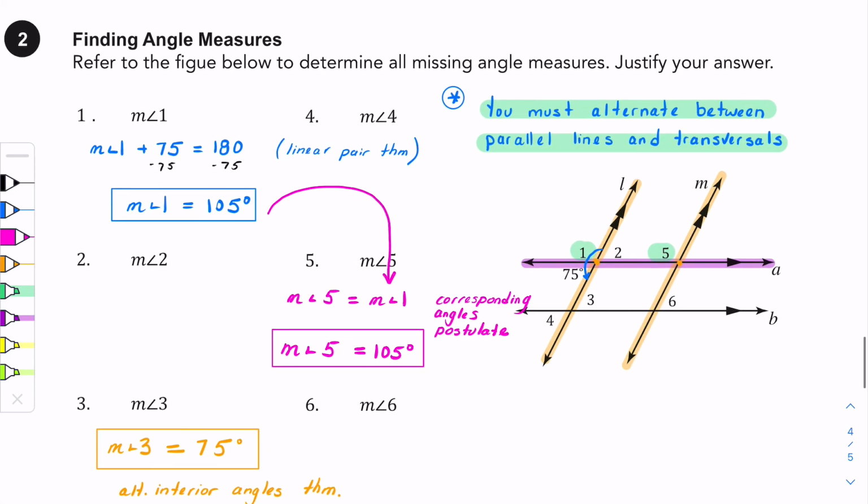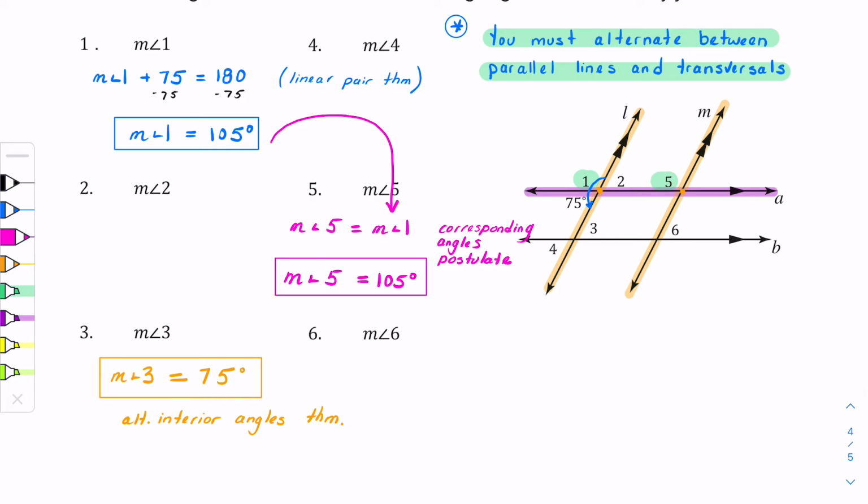So take into consideration this note that says you must alternate between parallel lines and transversals. And using highlighters is so effective because you can clearly see what you're using for parallel lines and what you're using for the transversal. Just to complete your notes, if you're working in number 6 by yourself, the measure of angle 6 is also 75 degrees. So the measures of angle 2, angle 4, and angle 6 are all 75 degrees.